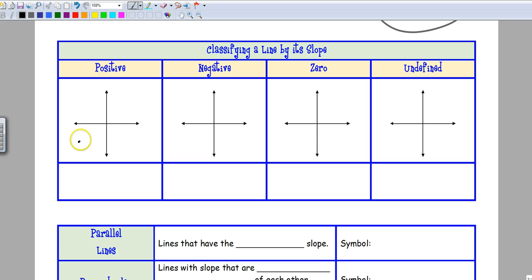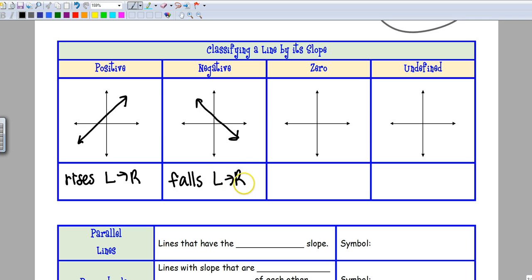A positive slope looks something like this. It rises from left to right. A negative slope looks like this. It is going downhill or falls from left to right. A slope of 0 is a horizontal line.